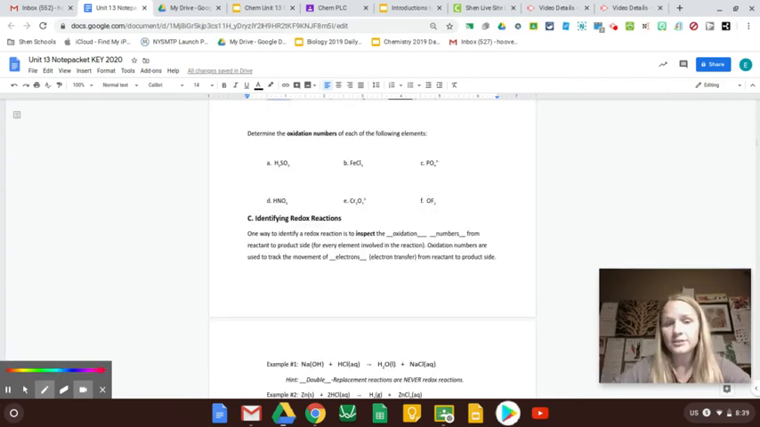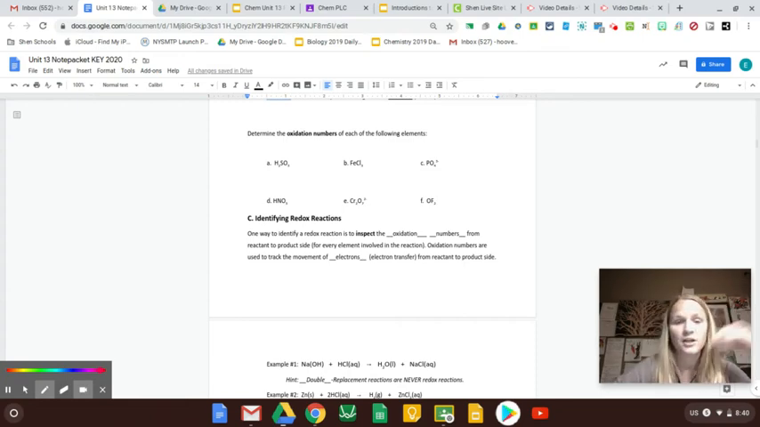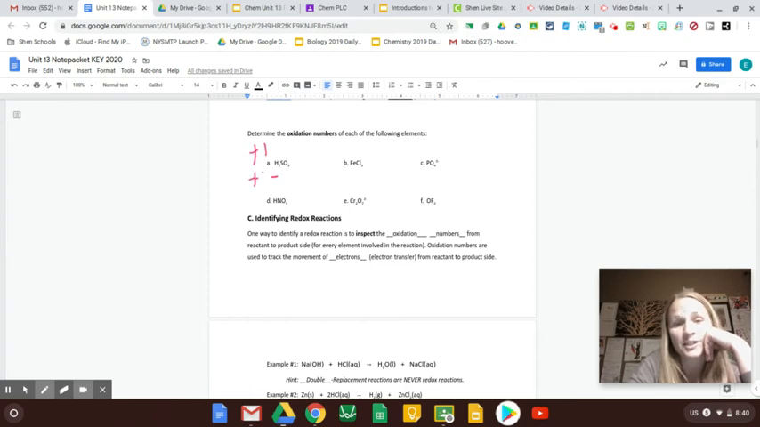Okay, so the last thing to do is just to practice. Again, the reason we're doing this is so that once the numbers are assigned, you can see if something got oxidized up in charge or reduced down in charge. So I'm going to go to this first one, HSO3. H's are almost always +1. There are 2 of them, so that makes +2. I do the actual charge up top and the math down bottom.